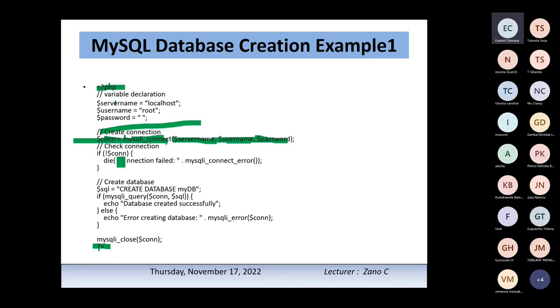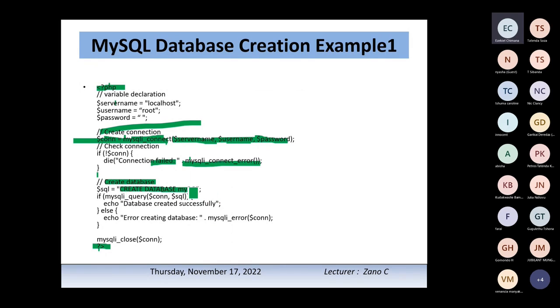You can use if not connection, then die, connection failed, then you print the error. It will return an error, it failed to connect. Otherwise, the connection is successful. Here you can put an else for when the connection is successful. Also, you can later on create a database, right?